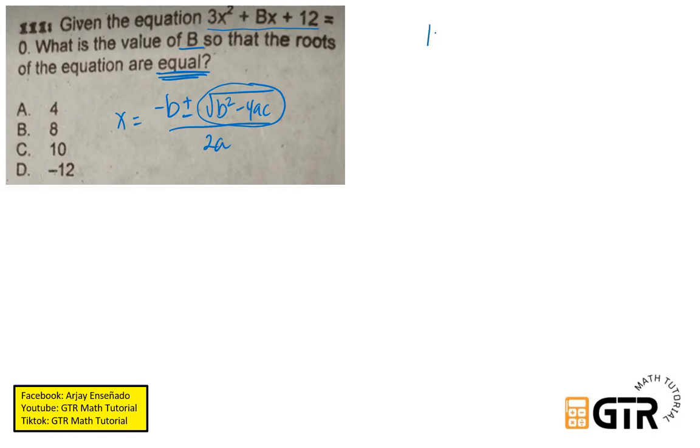Okay? So isolve lang natin, b squared minus 4ac equal dapat sa 0. Okay, so substitute lang natin. Ang value ng a is 3, a is 3, b is equal to, ayan, yung malaking b, and then C is equal to the constant term 12. So substitute natin sa formula, B squared. So palitan lang natin ng malaking B. B squared minus 4, the value of A is 3, and then the value of C is 12.